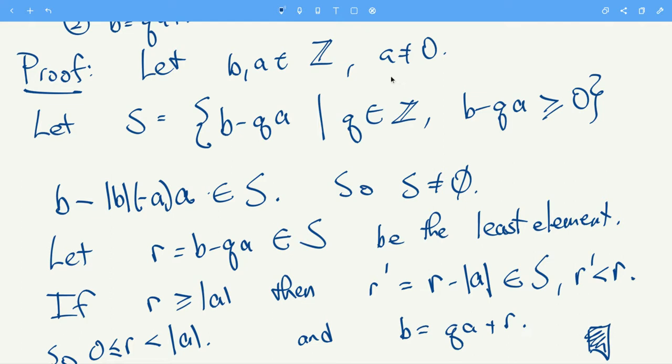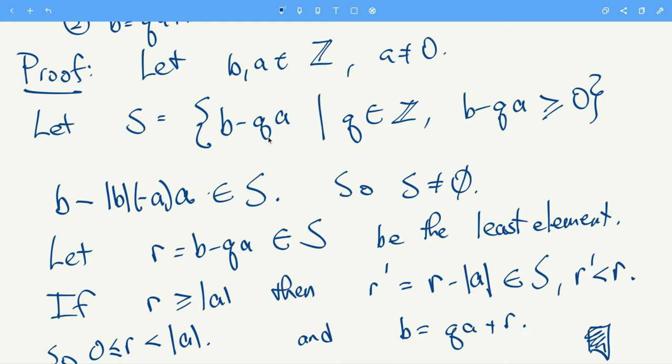And this is our set, we want it to have a least element. So it's going to be the set of all possible remainders that are non-negative, all of the things that look like b minus qa that are non-negative. And we want to choose the least one. We can only do that if this set is non-empty.